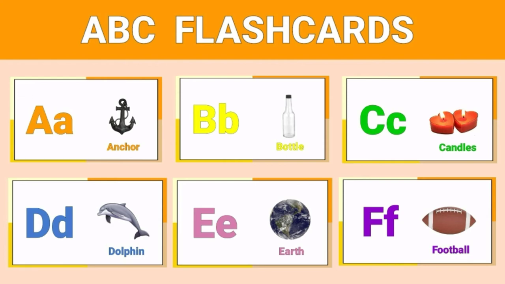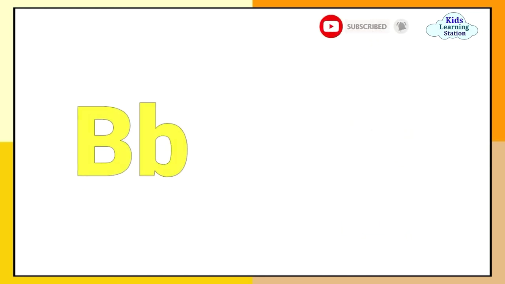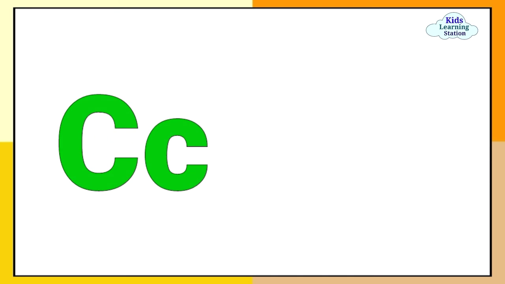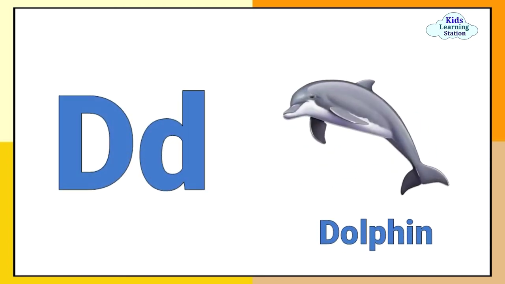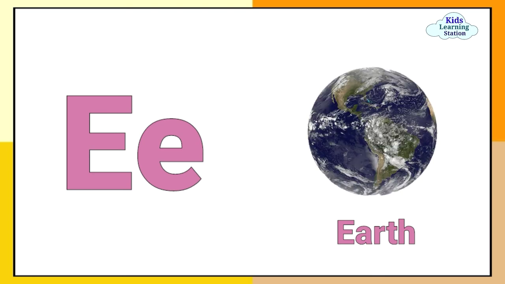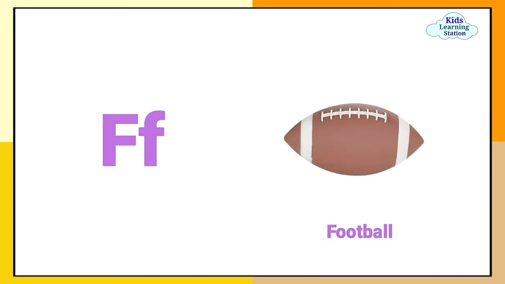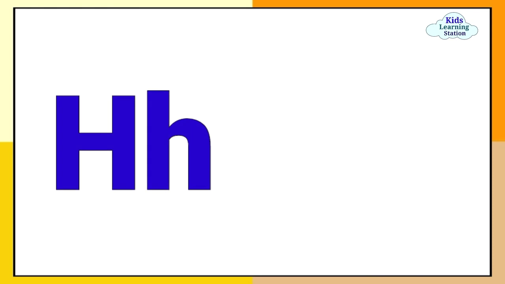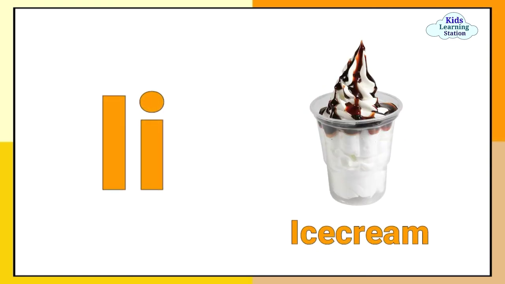ABC flashcards. A is for anchor. B is for bottle. C is for candles. D is for dolphin. E is for earth. F is for football. G is for grapes. H is for hamburger. I is for ice cream.